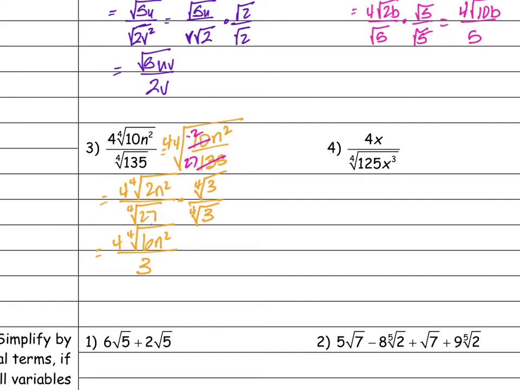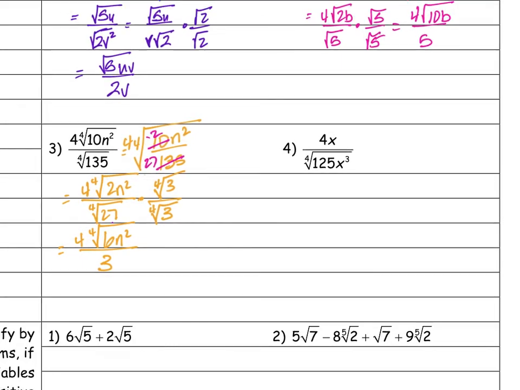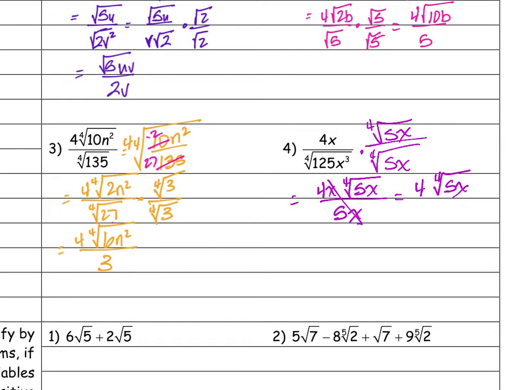Let's see. Well, I can't simplify this one. Okay, but let's see. 125 is 5 to the third power. So I'll need another 5 under there and another x under there. So the fourth root of 5x over the fourth root of 5x should equal 4x fourth root of 5x all over 5x. So the x's go away. Should be 4 fourth root of 5x over 5. Yeesh. Okay, there we go.